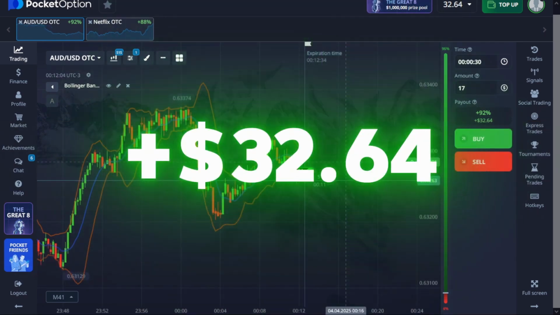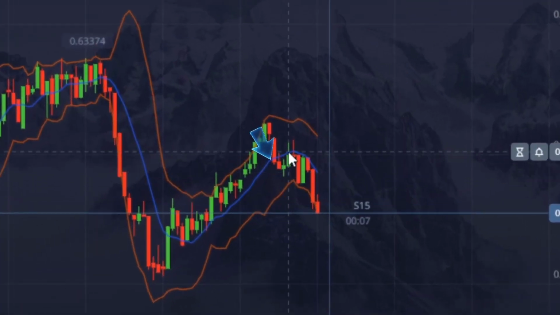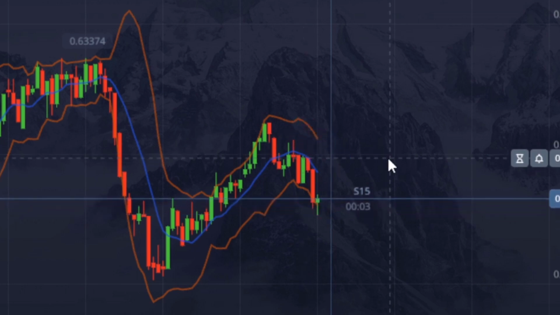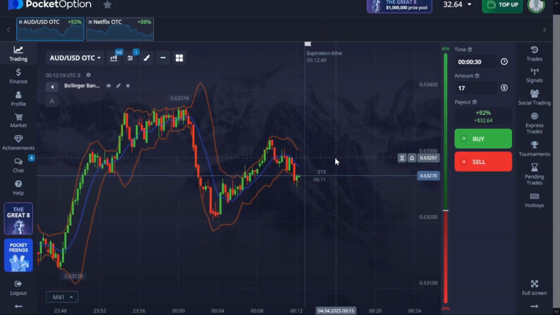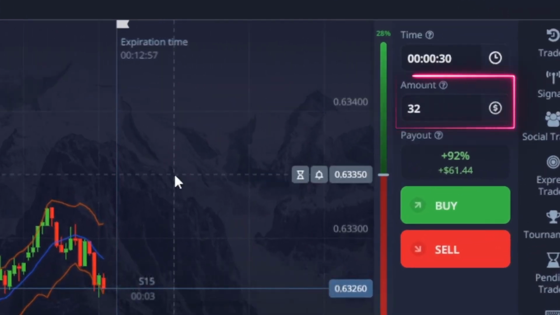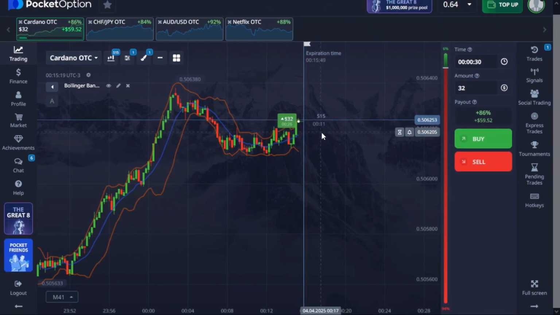The average is already telling me that it's running out of steam, okay? The trend of the asset has been exhausted and indicated an entry. I can look for another entry, guys. I'm going to take this with an amount of $32. That's all that I have, okay? And I'll just open that on the OTC pair.